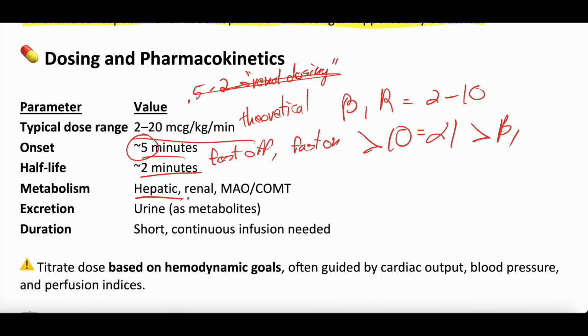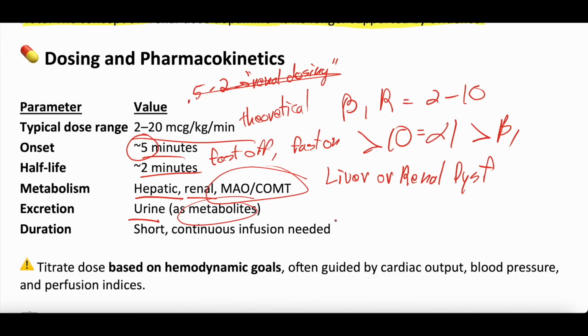It is metabolized hepatically as well as renally, so in the liver and kidneys through the MAO and COMT mechanism. So if you have significant liver or kidney dysfunction, this can lead to longer half-lives because you won't be able to metabolize it as fast. It's excreted in the urine, but the metabolites are excreted in the urine, right? It was already metabolized to its inactive metabolites that are then peed out.